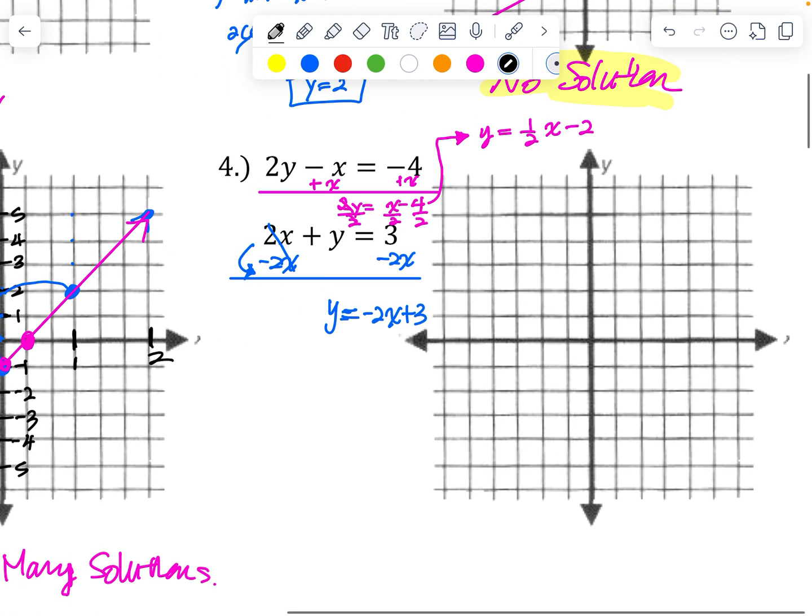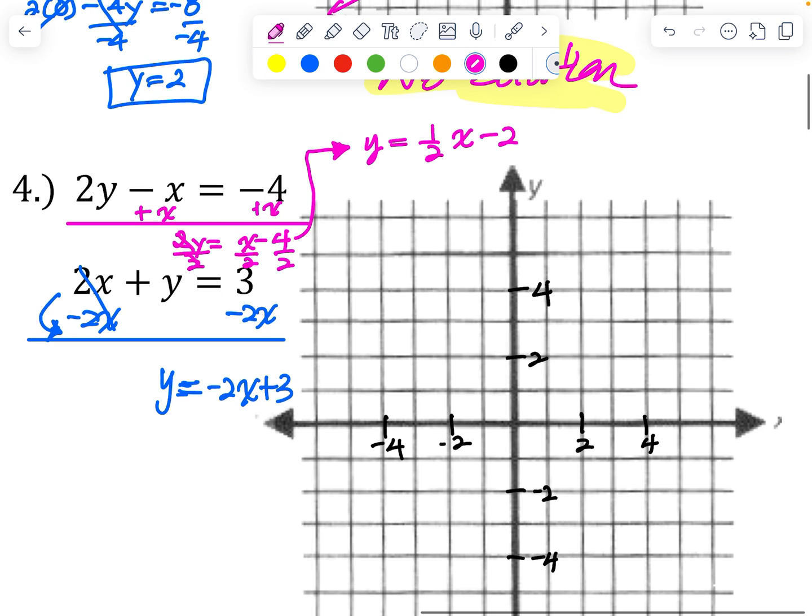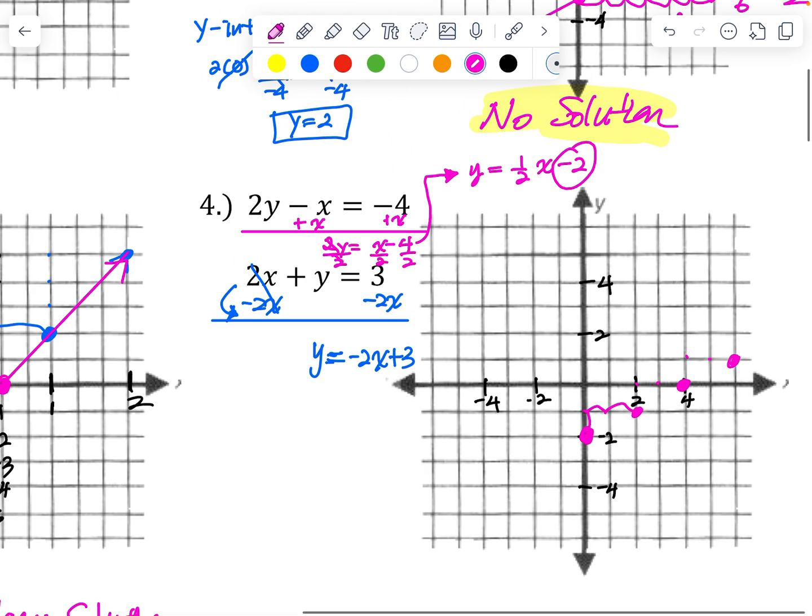Okay? All right, so now we've got 2, 4, -2, -4. Pink equation, first one: I start at -2 for the y-intercept. I rise 1, and then I run 2. Rise 1, run 2. Rise 1, run 2. And there is my line right there.